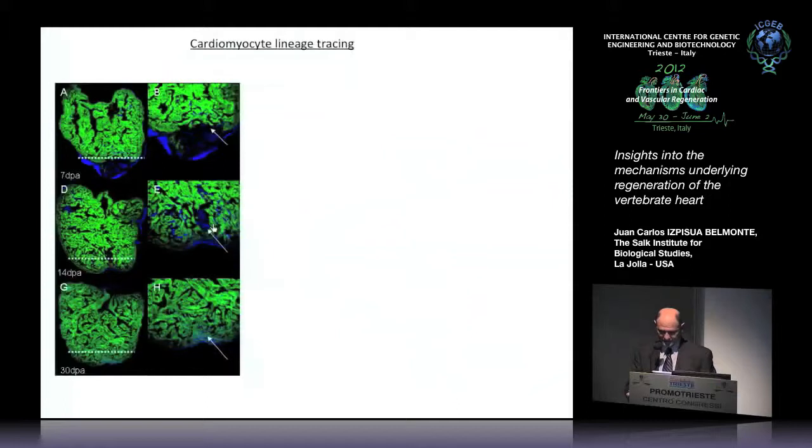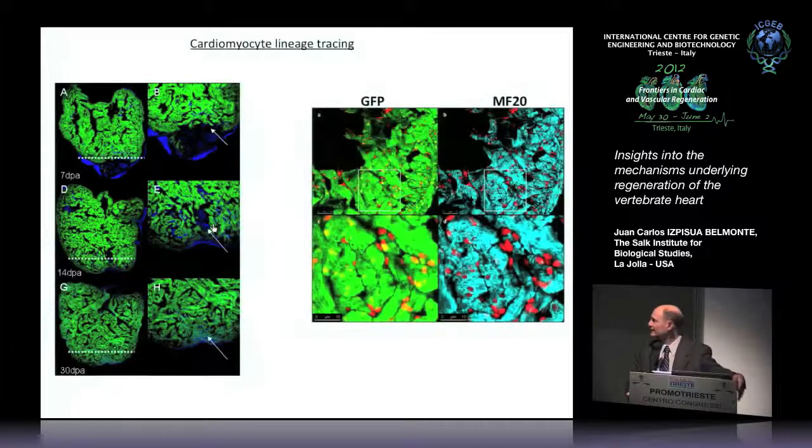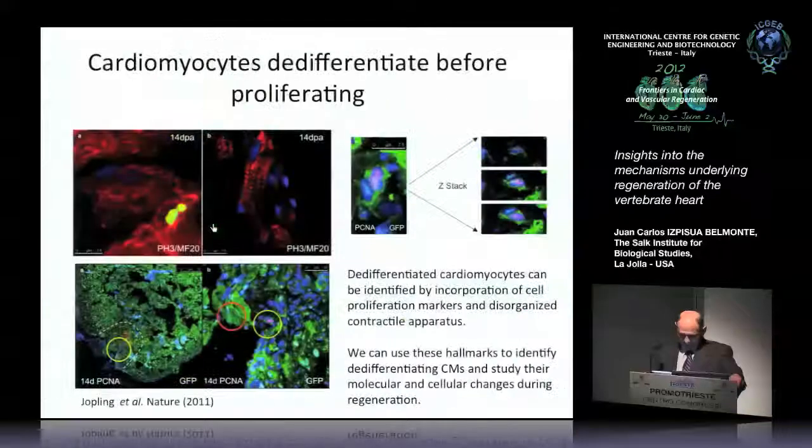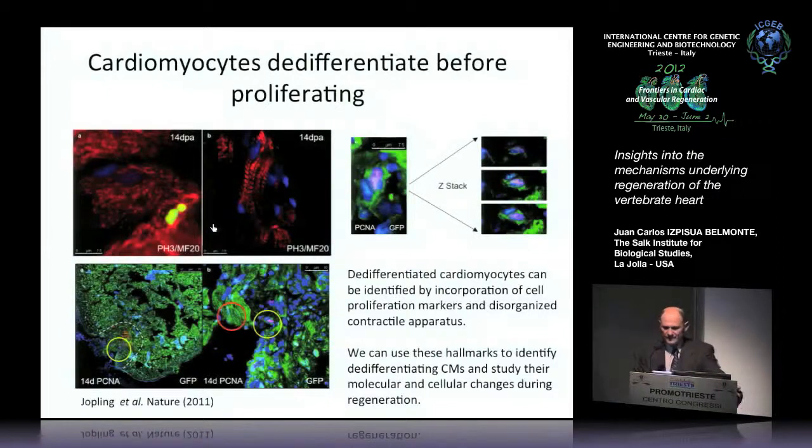I'm not going to go through the details, just to let you know with this image that all the cells are green. So you can see here in a zoom of the heart, basically this is the fibrin clot that appears after the cut, at 7 days, 14 days, and in 1 month it is totally gone. And you can see that all the cells are green, indicating that all cardiomyocytes derive from existing green cardiomyocytes. Now, this certainly gives us a tool to start to understand the cellular and molecular process of how these cardiomyocytes are formed in the zebrafish.